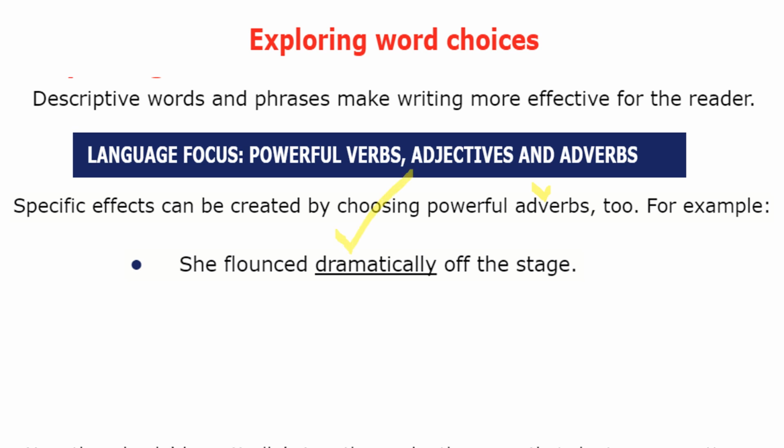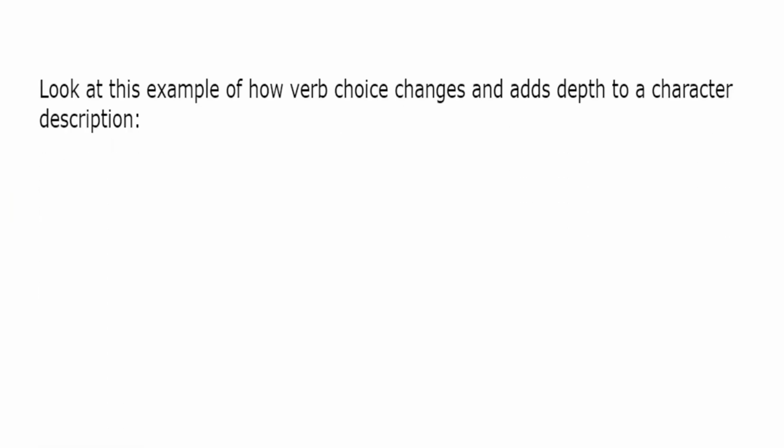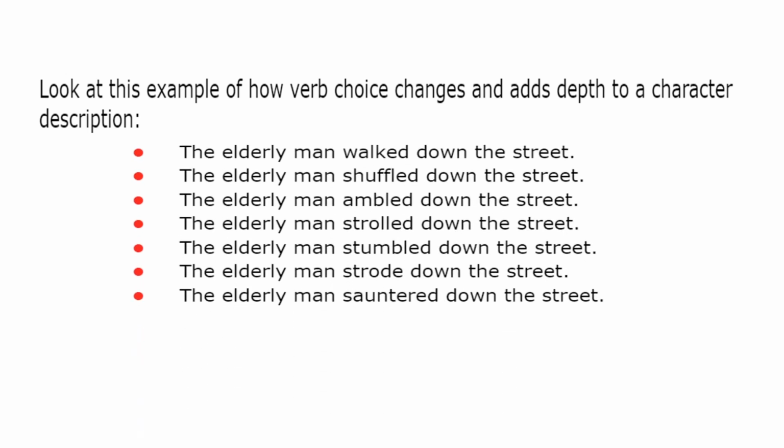So look at the adverb "dramatically" and see why this word is preferred over some other adverb. This word gives the reader the sense that she is exaggerating her behavior to get a reaction. It also tells us something about the character's personality, because perhaps she's really proud of her performance. So see that by a very careful use of words, writers try to convey something.